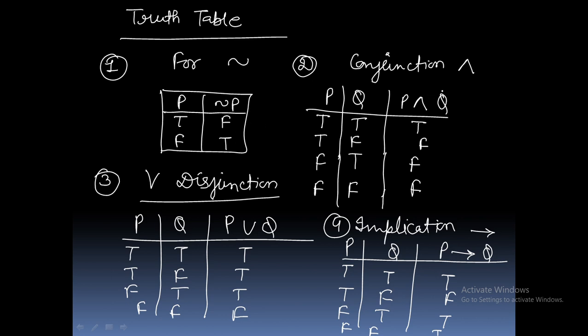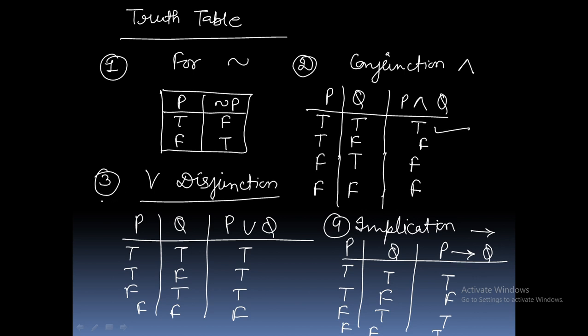In case of conjunction, we have given 2 conditions, 2 statements. If both statements are true, the result will be true in case of conjunction, P and Q. But in other cases, whether the first equation is true and the second equation false, whether the first equation is false and the second equation true, or both conditions false, the result will be false.